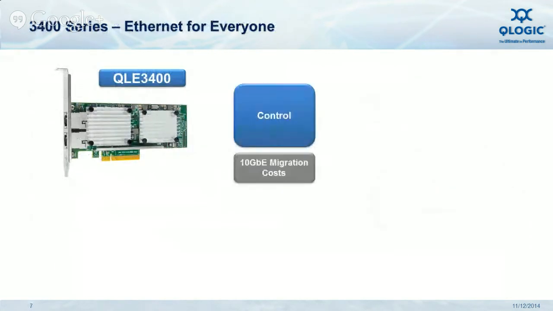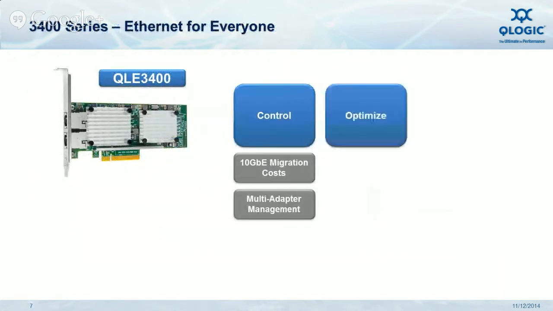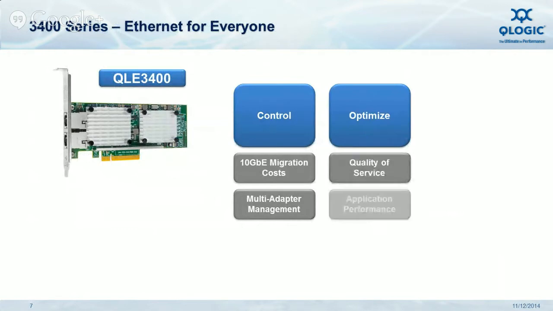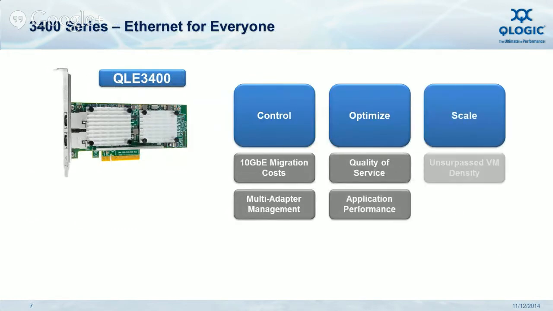So the 3400 then is going to let you control with 10 gig migration costs. It's going to let you control multi-adapter management. We've got specific software that manages all of our cards in your environment. You can reach out from one server or workstation and manage all those cards. It's going to let you optimize your quality of service. It's going to give you better application performance. It does that in several ways.